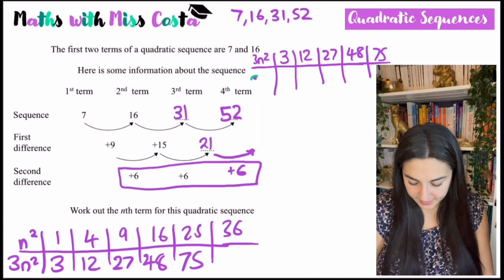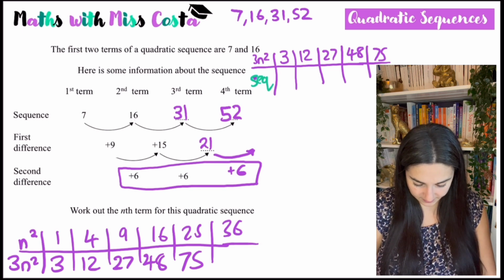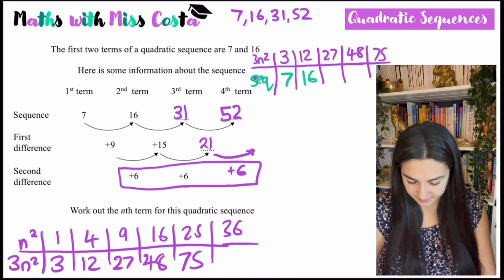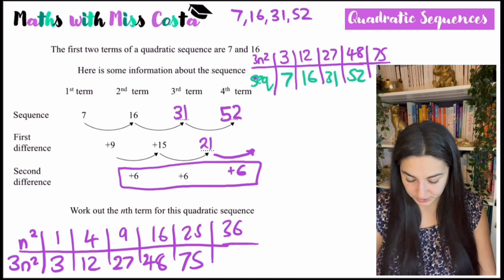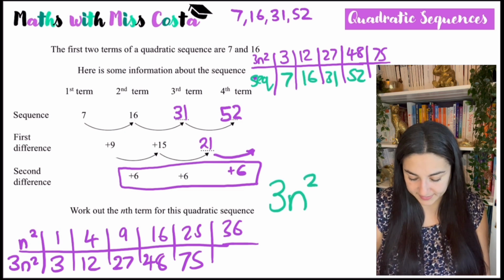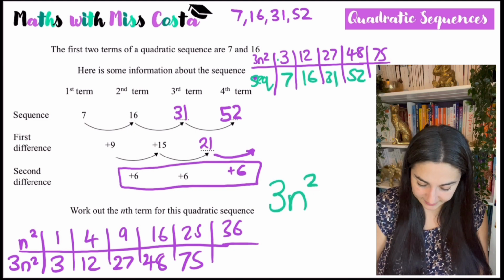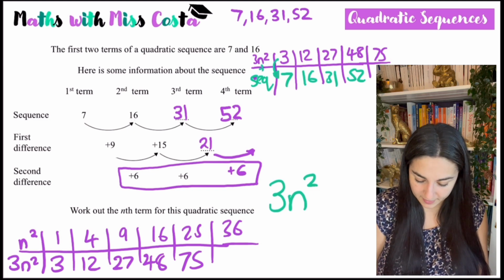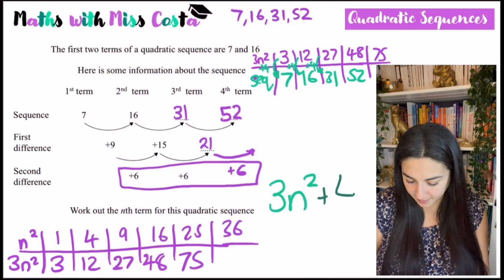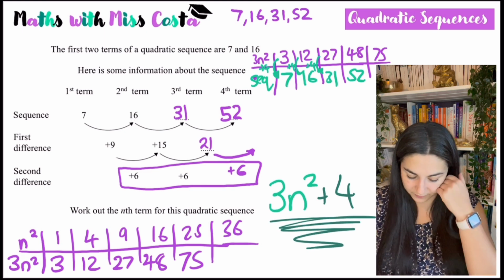My sequence is not exactly that. It is 7, 16, 31, 52. So the first part of my sequence, just like with the previous one, is going up in the 3n squared times tables, but there's a little difference. It's the 3n squared times tables, but 4 more over here, 4 more over here, 4 more over here. So it's the 3n squared times tables plus 4. And that's how I would work out the nth term of this quadratic.